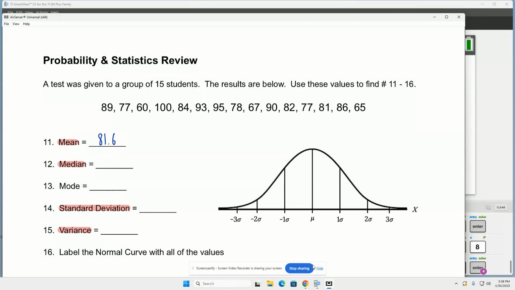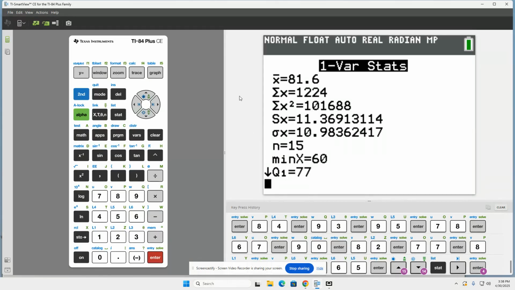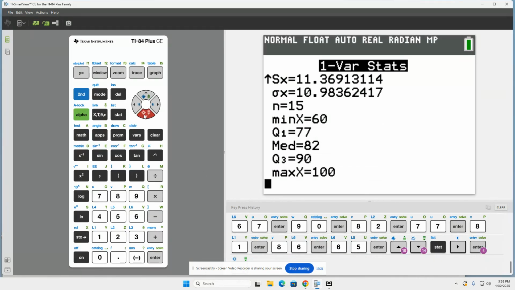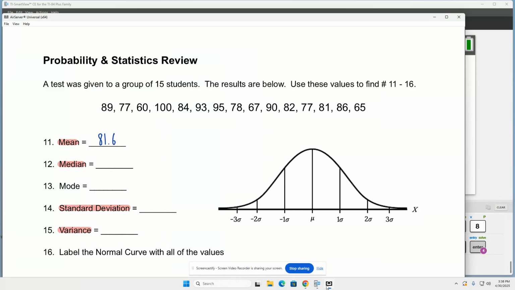Okay? Now what about median? All right, well, it's none of these. We're going to scroll on down, and there it is. MED, that is your median. So my median is 82.